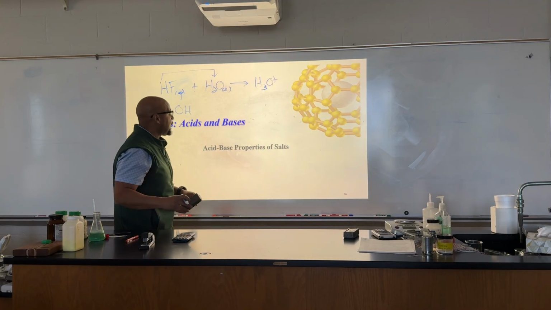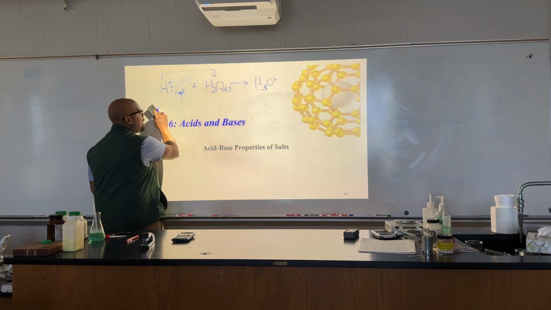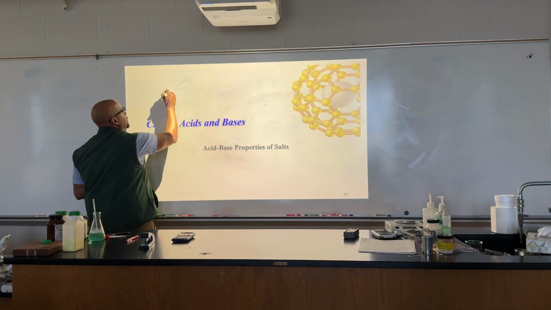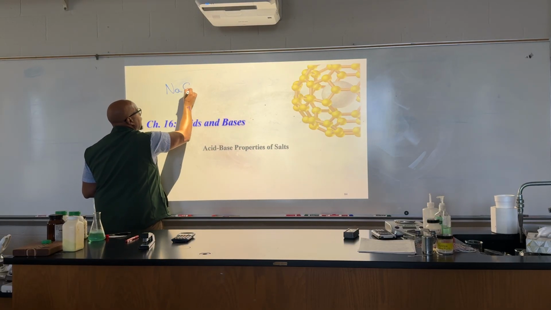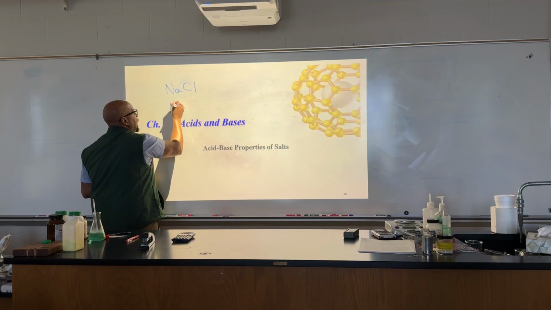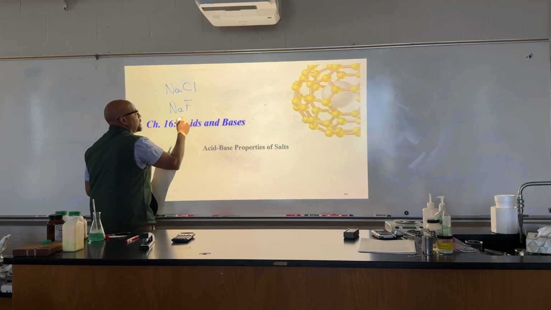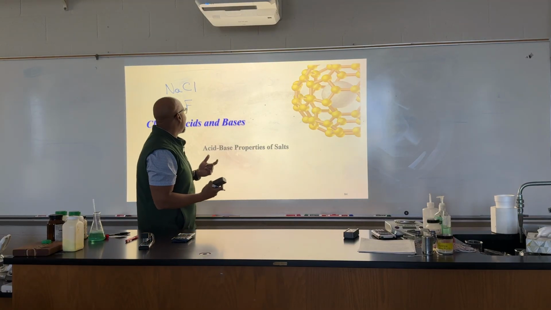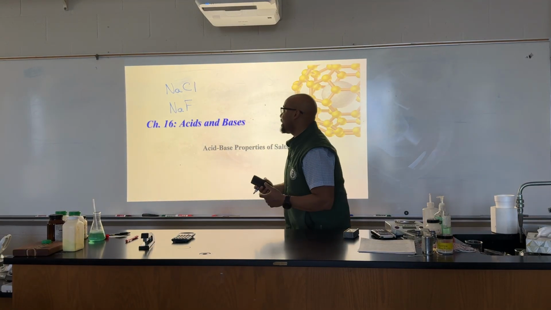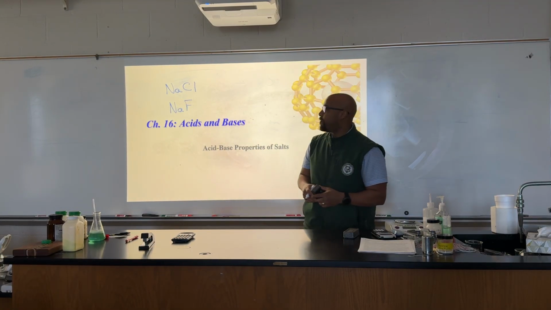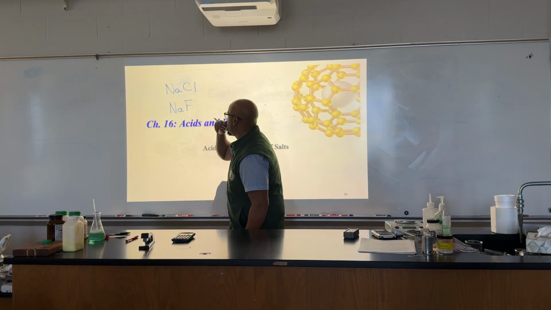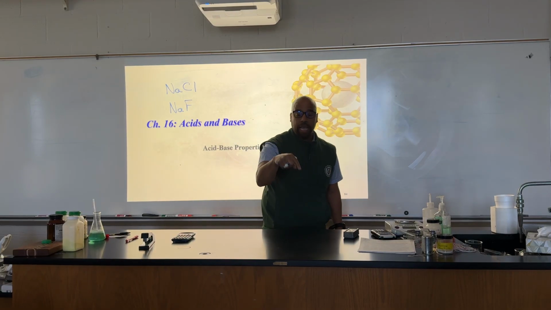Now, one of the things we need to look at today is what if I give you something like this, NaCl or NaF. It doesn't have a hydrogen cation in this case. It doesn't have the hydroxide in it. And if you look at it, that is a metal and that is a non-metal, so therefore it's what sort of substance? It's a salt. And that's what we're going to look at today.